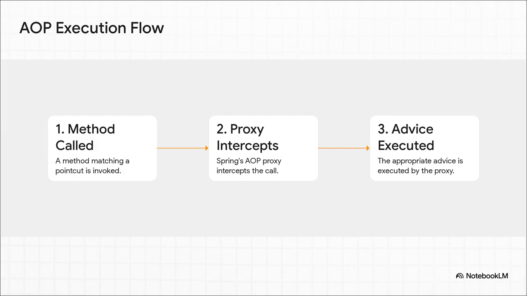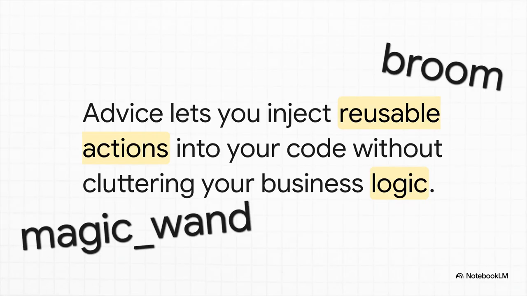So you might be wondering, how in the world does Spring actually pull this off? Well, behind the scenes, when a method that matches your pointcut is called, Spring swoops in and intercepts it with a dynamic proxy. Think of this proxy as a security guard. It stops the call, executes your advice, like an @Before security check, and then decides if it's okay to let the original method run. It's totally seamless.